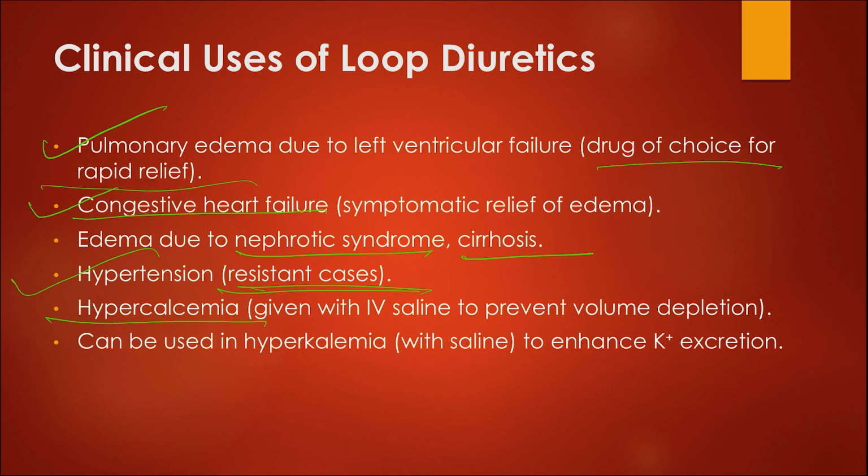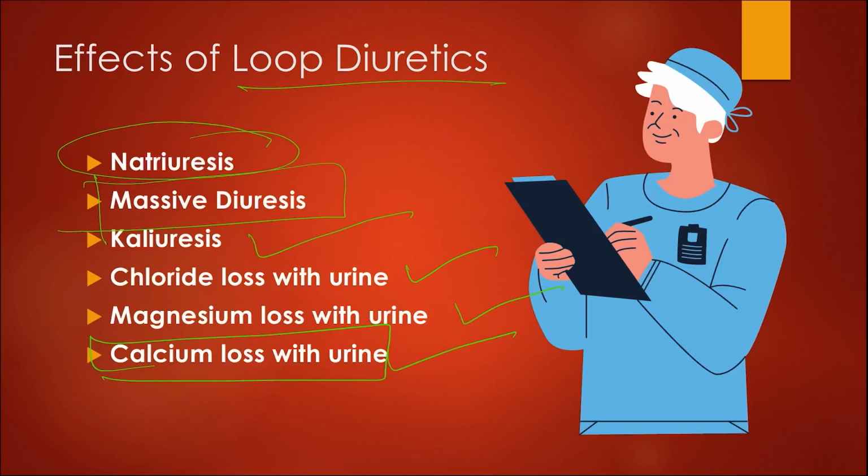But care must be taken to always prescribe it with 0.9% normal saline, because since they are powerful they cause powerful diuresis, it can lead to volume depletion and dehydration as well. It can lead to hypovolemia as well as hypotension. In case of hyperkalemia also, it can be used. These loop diuretics can also be used because they are potassium wasters as well.